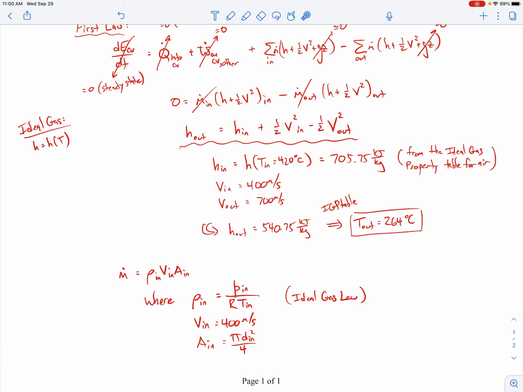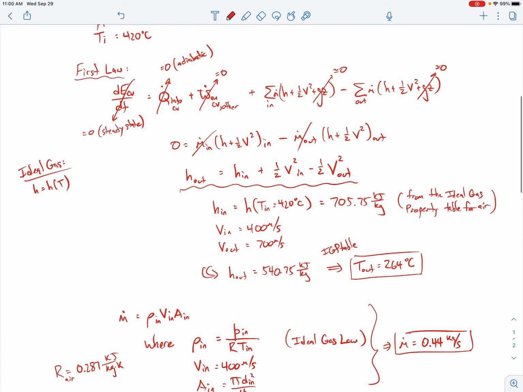I didn't actually write down the calculation for what the density comes out to be. All I did was calculate the mass flow rate. When I do that, I get 0.44 kilograms per second for the mass flow rate. I didn't do the intermediate calculation here. By the way, the gas constant for air is 0.287 kilojoules per kilogram Kelvin. That's a good number to memorize because we use it all the time.